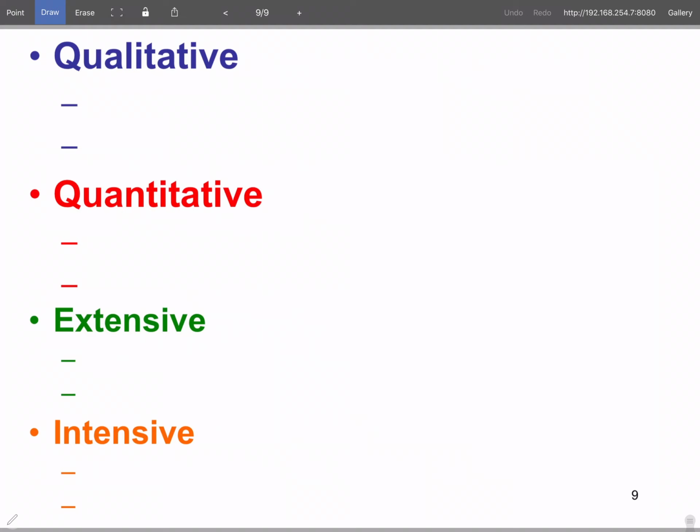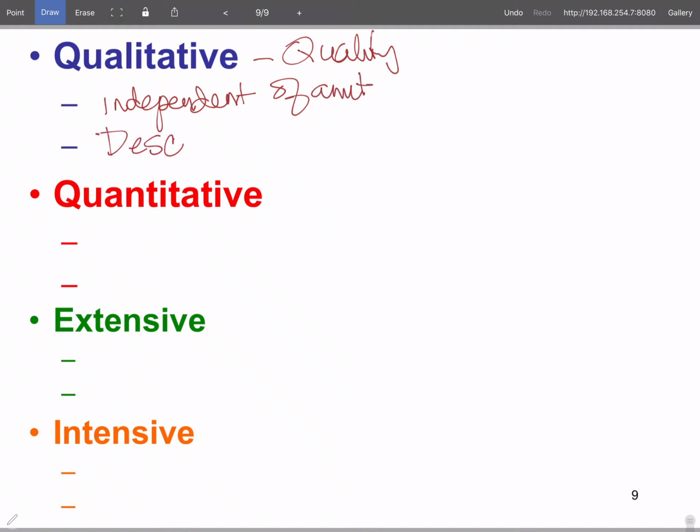So what is this? Qualitative, it depends upon the quality, whatever it is. So it's independent of amount, and it's descriptive. No numbers. So, for example, it's a red ball. It's a green ball or a green cube. Okay? So, that's giving you a color and a shape.